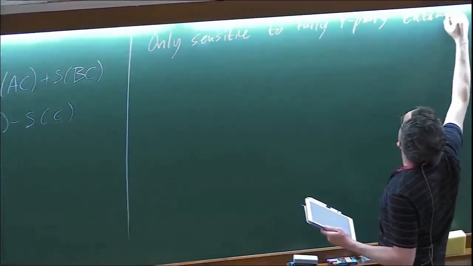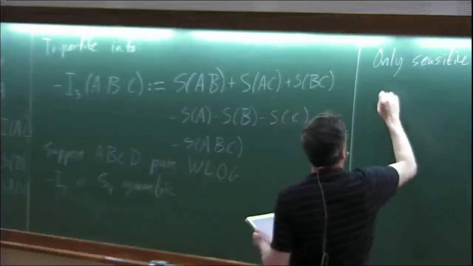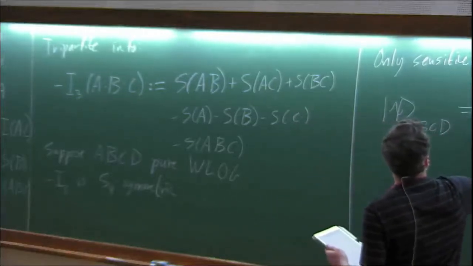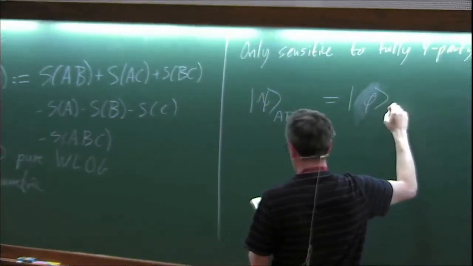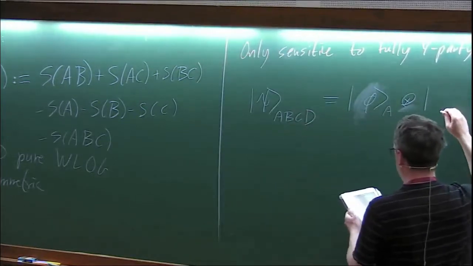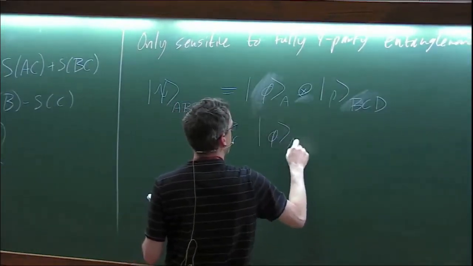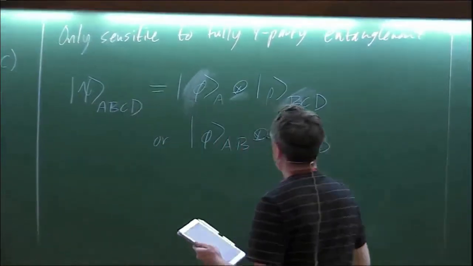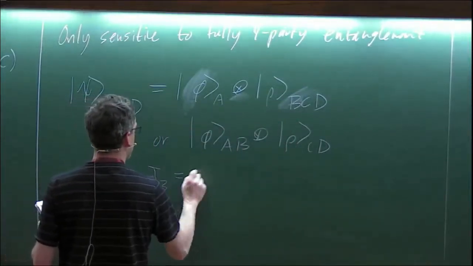So what I mean by that is if your state looks like this, so remember, by definition, it's pure. If it happens to be a product like this, in which any one of the four is separate from the rest, or any two are separate from the other two, then minus I3 is 0.